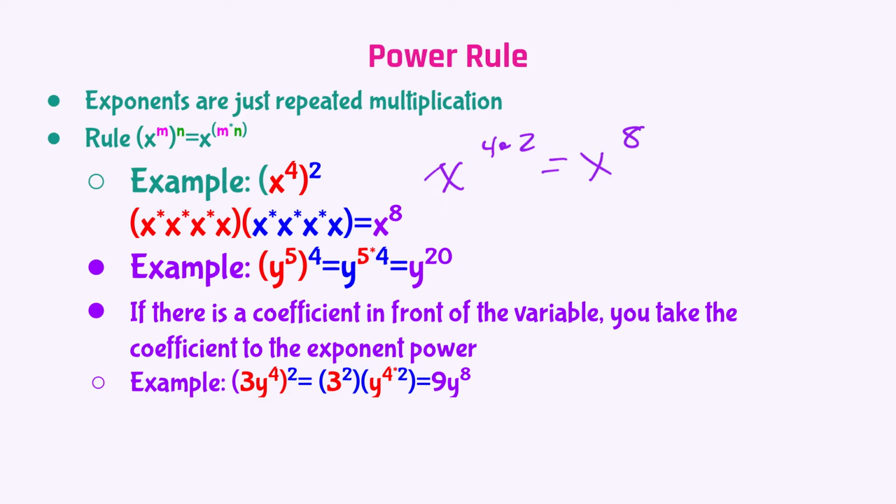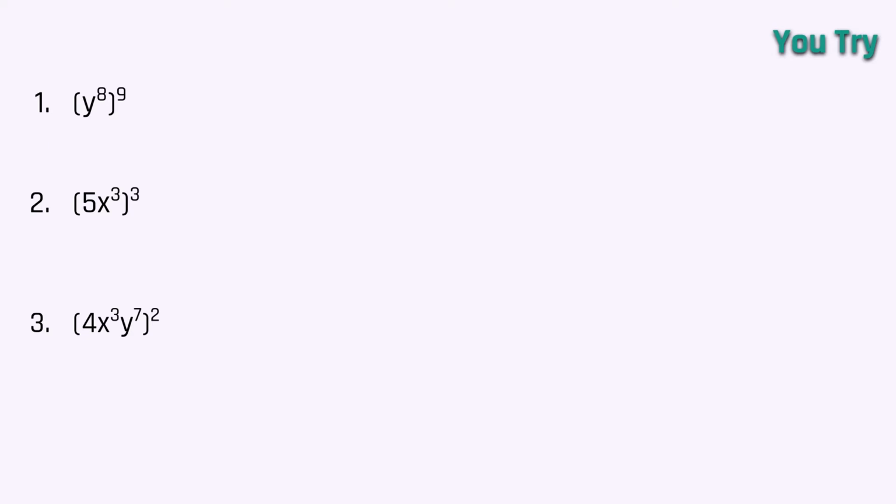So example, 3y to the 4th, all squared. So we have to square the 3, because it's inside the parentheses. So we have 3 squared, and then we multiply the exponents for y. So y to 4 times 2, so our answer would be 9y to the 8th. So you square the 3, and then you multiply those two exponents together.